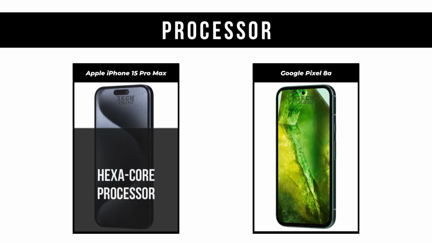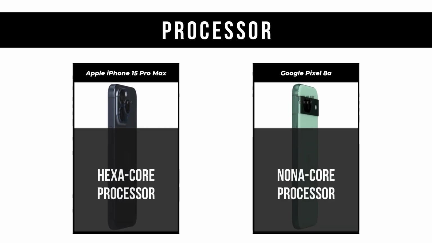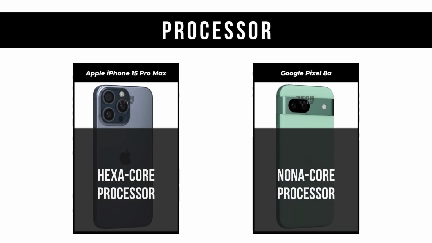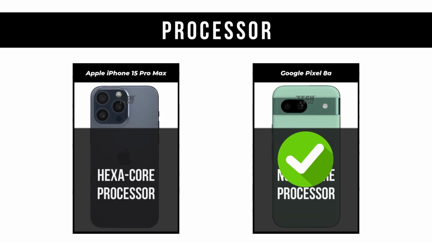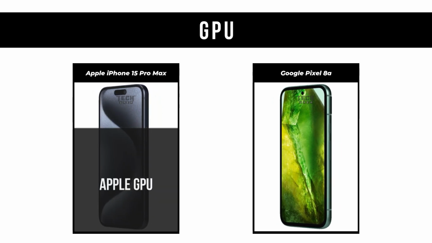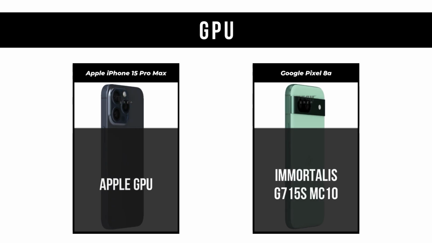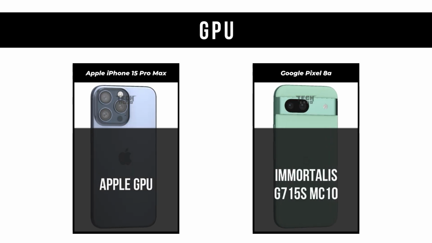Processor. Apple iPhone 15 Pro Max is Hexacore processor. Google Pixel 8a is Nonacore processor. GPU. Apple iPhone 15 Pro Max is Apple GPU. Google Pixel 8a is Immortalis G715 SMC10.